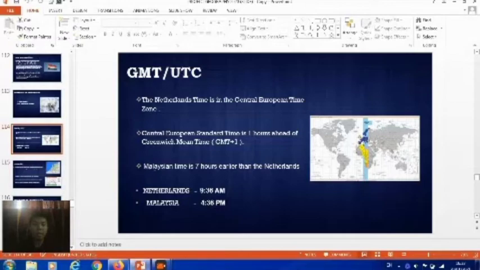Dan next adalah Malaysia time is 7 hours ahead of the Netherlands, iaitu kat Malaysia sekarang ini bezanya ialah 7 jam lebih awal daripada Netherlands. Contohnya Netherlands sekarang 9.36 am dan sekarang di Malaysia dalam pukul 4.36 pm.